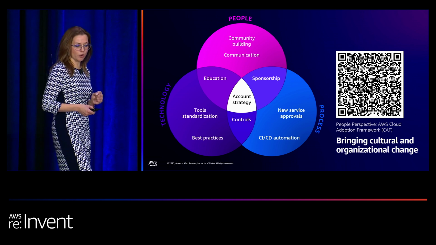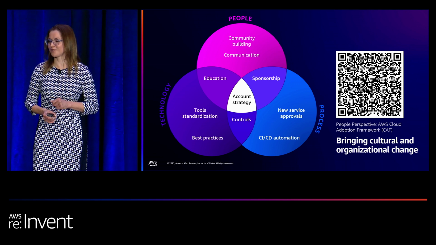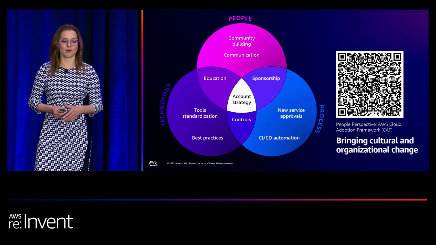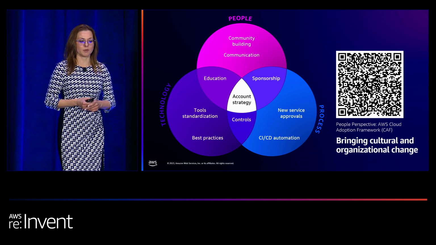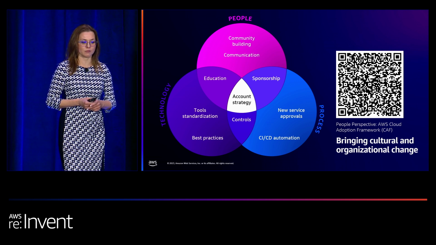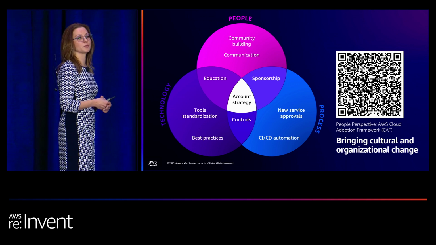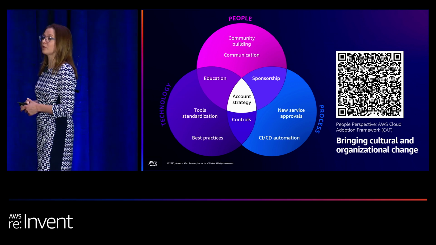I have a QR code here. Actually, we're going to have a number of QR codes throughout the presentation, so feel free to take out your phone, and if it's relevant, scan it. Here I have the people perspective of the AWS Cloud Adoption Framework, CAF, that talks more about the people perspective, but also talks about how to develop or create a cloud team.